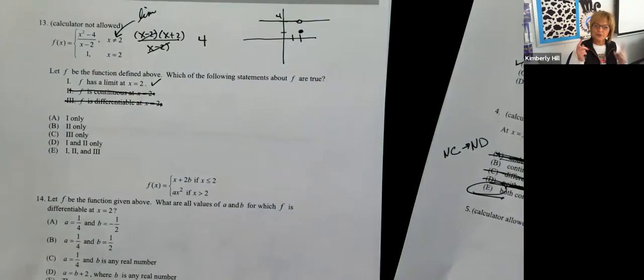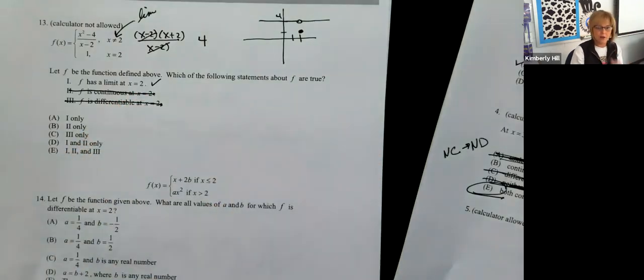So do you see the difference? I wanted you to see that. As soon as it is not continuous, it's automatically not differentiable. You don't have to do anything else. But if it's continuous, you still have to prove differentiability.